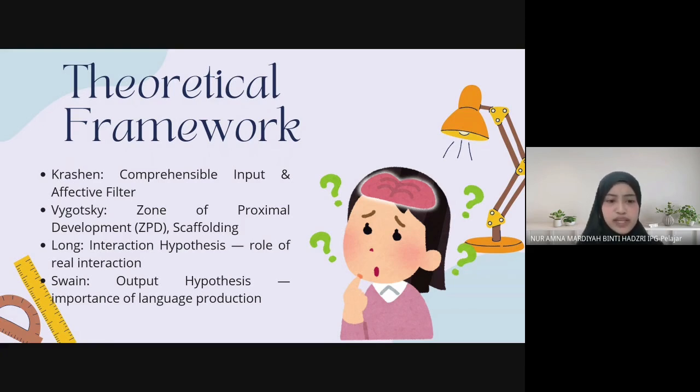The third theory is Long's interaction hypothesis. According to Long, meaningful interaction in the target language promotes language development. Unfortunately, child A's interactions in English is mostly classroom bound and not spontaneous. This limits her ability to practice and internalize new structures.